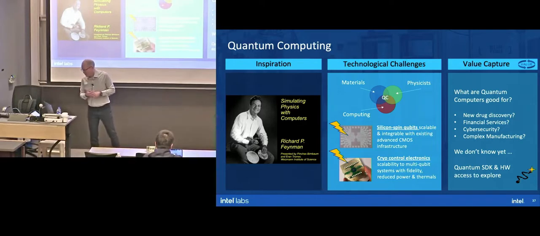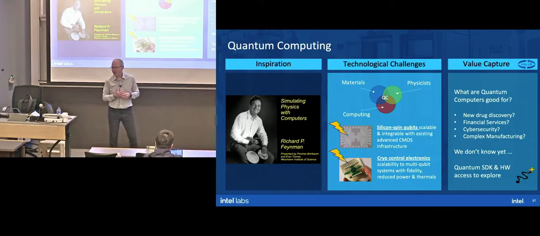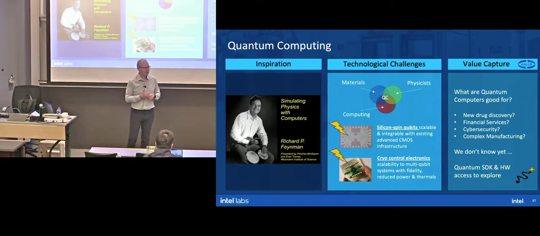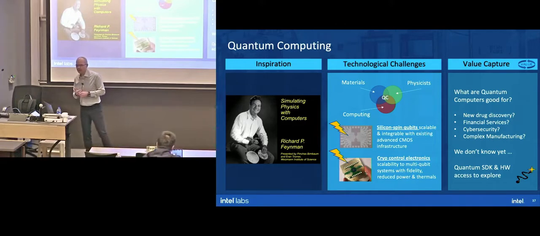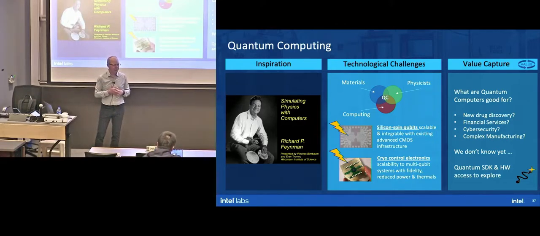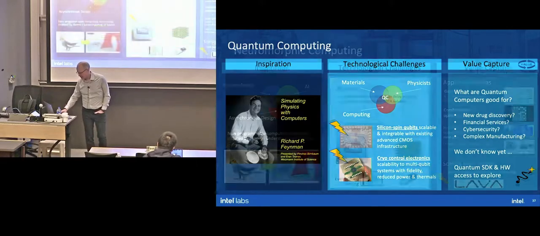But we haven't forgotten that the value capture argument has to be there. Why would you want to build a quantum computer? What are the usages? There's a lot of ideas out there, but it's not really clear which of them is really going to hunt, which is going to be sufficient to justify the investment. So this is still an exploration, and there's a lot to be done here.